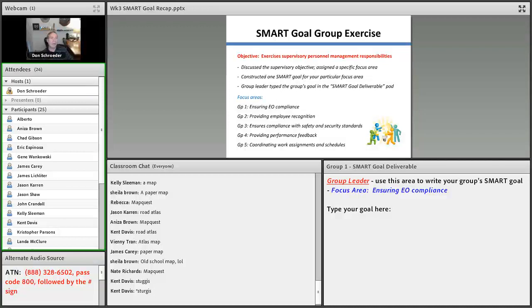All right. So let's talk about the SMART, the specific. Now remember, these are things for the supervisor to do, right? Because it's a supervisor personnel management responsibility. So let's just talk about the S, the specific. What are some of the things that you as the supervisor might do as a specific requirement to make sure you provide employee recognition for your people? Type that in the chat pod for me.